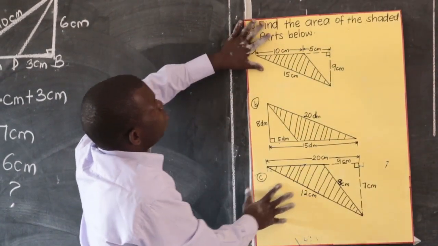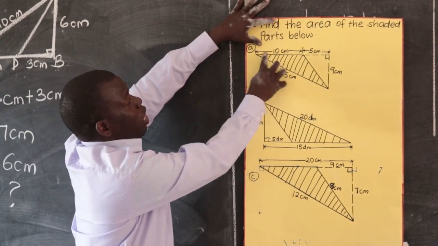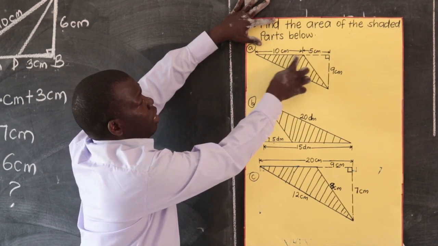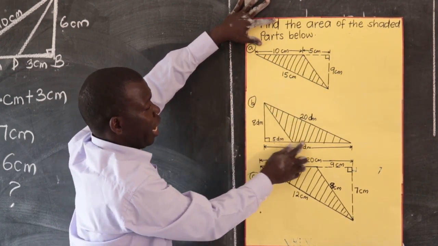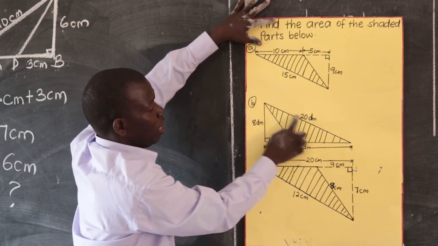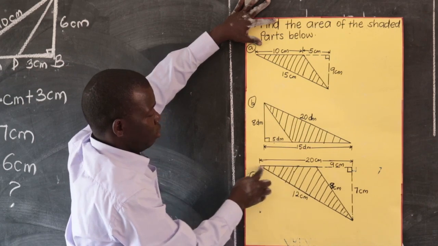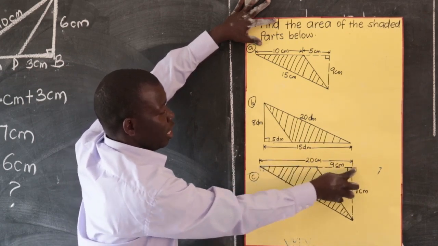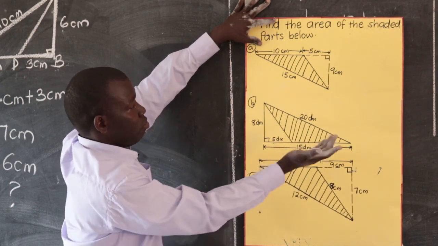Find the area of the shaded parts, only the area of the shaded parts. Look at this. What is the base and what is the height? Area of the shaded part. This is 20, this is 9, this is 8 centimeters, this is 7, this is 12.